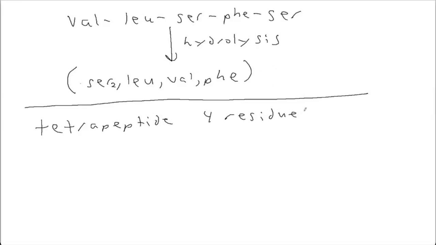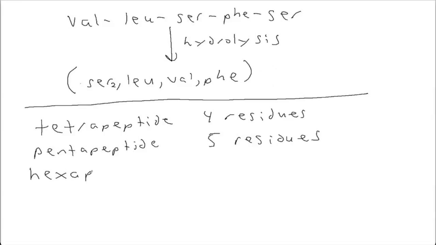Do you know what a good prefix for five would be? How about five residues? That would be a pentapeptide. You've heard of the Pentagon in Washington? Do you know why it's called the Pentagon? It's five sides. That's right. What's a hexapeptide? Six residues. All right, that might not be obvious, but hexa is a prefix for six.